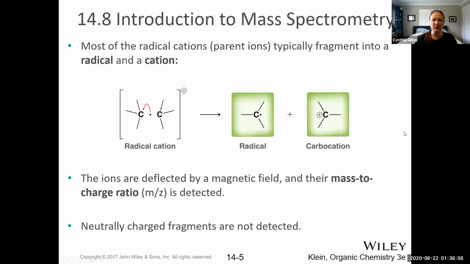And interestingly, only the carbocation would get deflected by the magnetic field. So the radical doesn't actually make it to the detector, only the carbocation does.